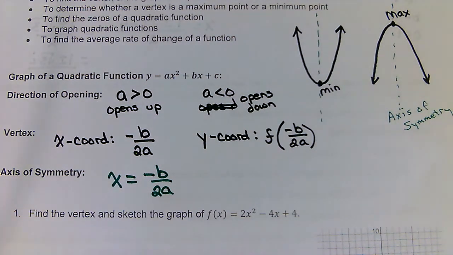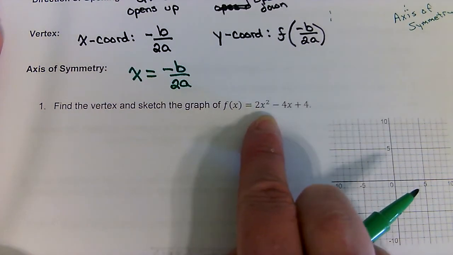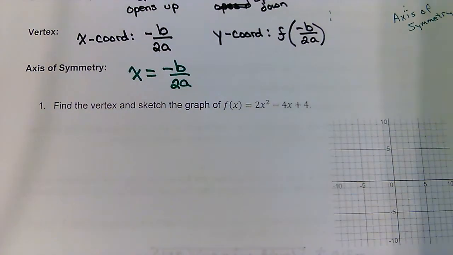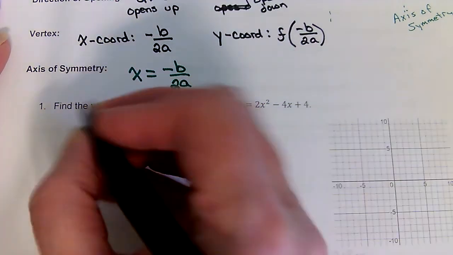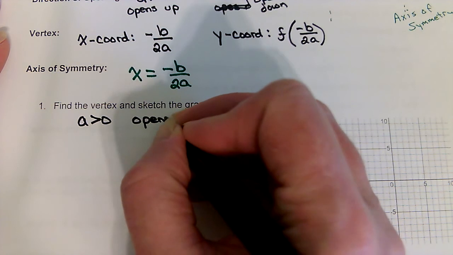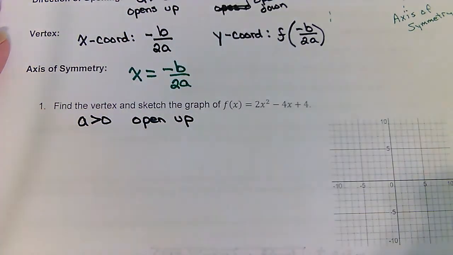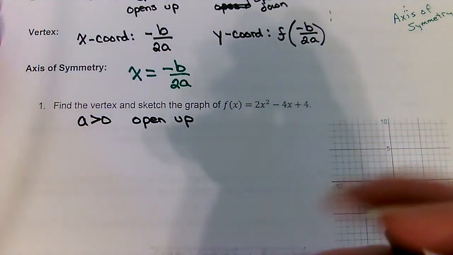Let's practice it. So here's a quadratic: f of x equals 2x squared minus 4x plus 4. The first question I'm going to ask you is, which way is this graph going to open? Well, since 2 is positive, a is positive, this is going to open up. The next thing we want to know is our vertex. It's really, really important.